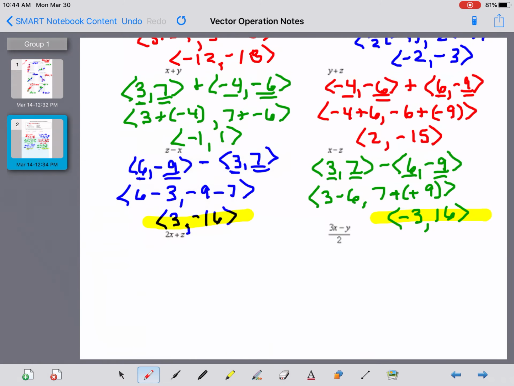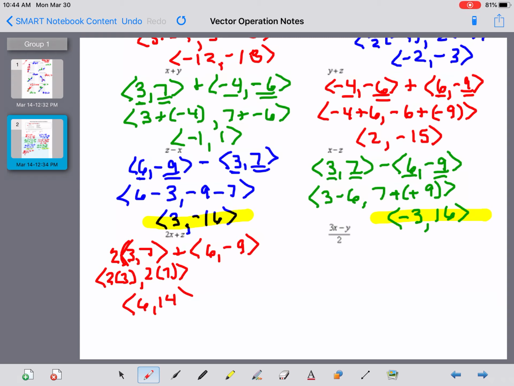So the first one I have is 2x plus y. So that means I'm going to go 2 times my x, which is 3, 7. Oops, should keep that point in parentheses there. Plus my z, which is 6, -9. Okay, so first I'm going to do my scalar. So that means I'm going to go 2 times 3 and 2 times 7. So that gives me the new vector of 6, 14.